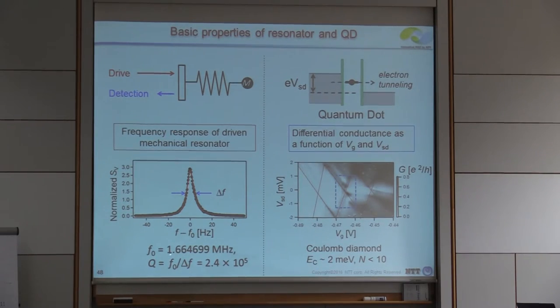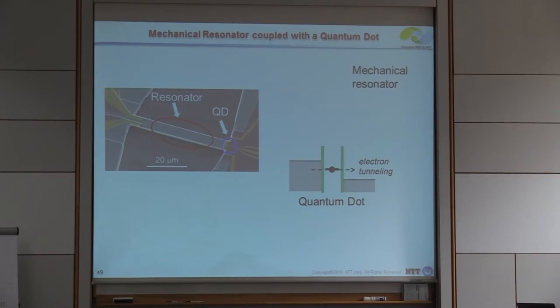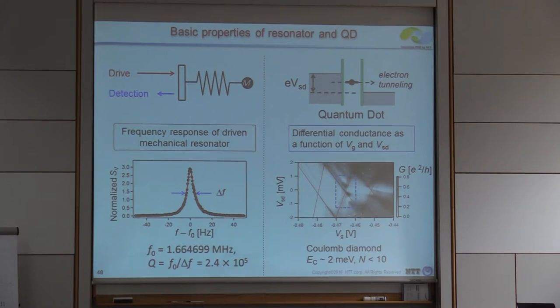So the frequency is 1.66 megahertz, and the quality factor is 2.44 times 10 to the fifth. And you can clearly see that it is a Coulomb diamond. So we expect that the number of electrons is less than 10, and we especially use this single electron transport region shown by the blue lines. So this is at low temperature.